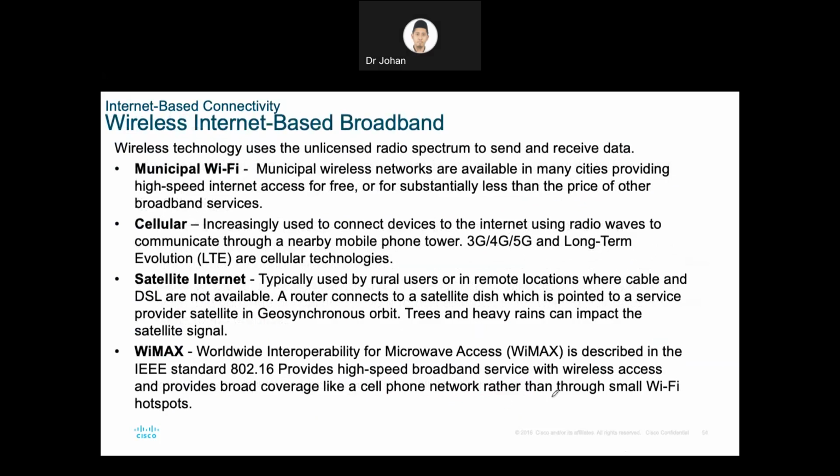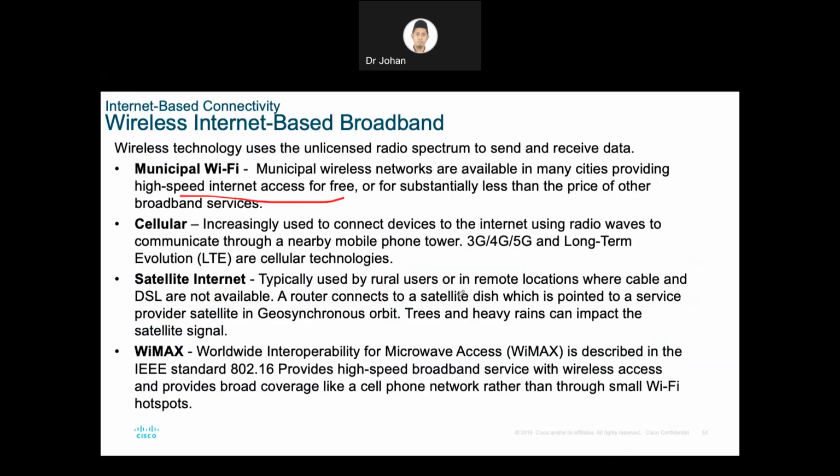Wireless internet-based broadband. Wireless technology uses the unlicensed radio spectrum to send and receive data. Municipal wireless networks are available in many cities, providing high-speed internet access for free or for substantially less than the price of other broadband services. And cellular is increasingly used to connect devices to the internet, using radio waves to communicate through a nearby mobile phone tower, 3G, 4G, 5G, or Long-Term Evolution, LTE, cellular technologies.